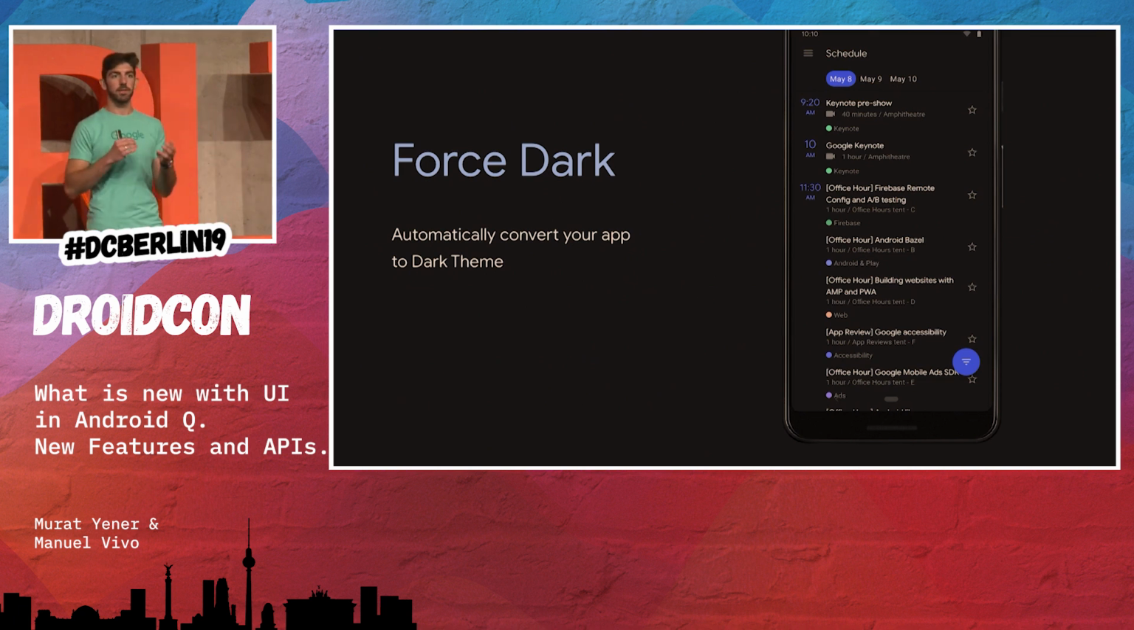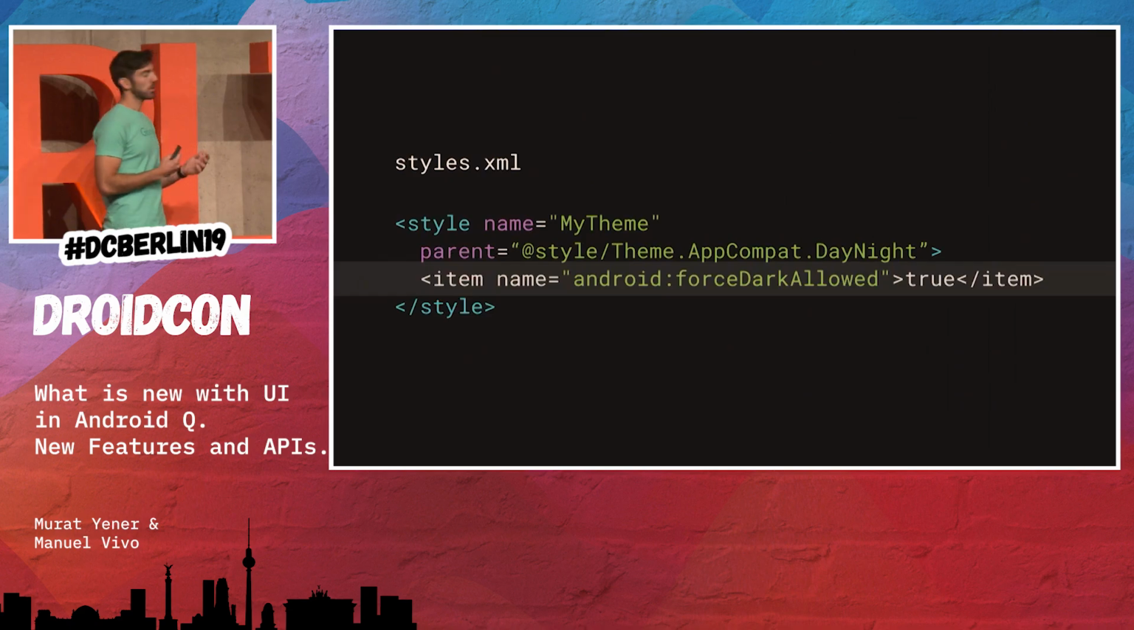So for example, if it finds a bitmap, it will inspect the content of that bitmap and say, hey, I think I can invert this, or maybe I'm not going to invert it because it's a profile picture that I don't need to. So how can you do this in your app? We can do that with force dark allowed, and this is an opt-in behavior. So this is not on by default.